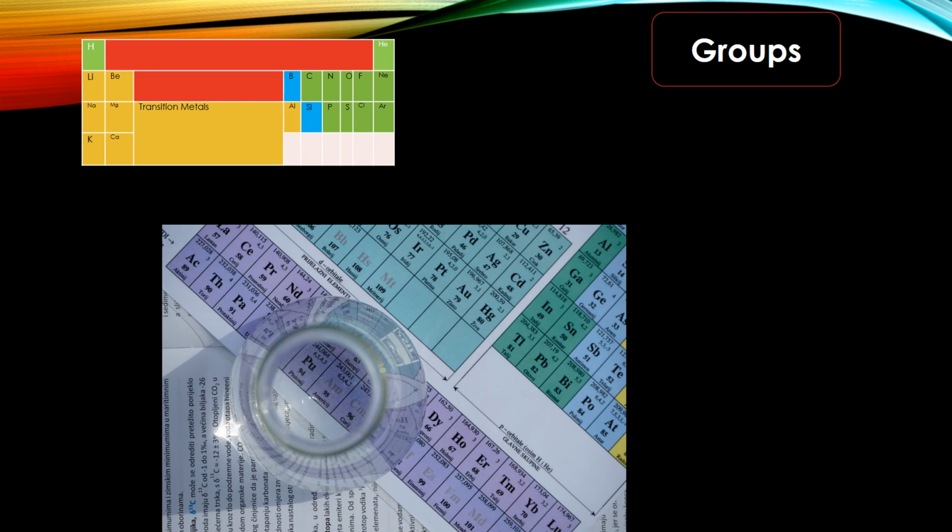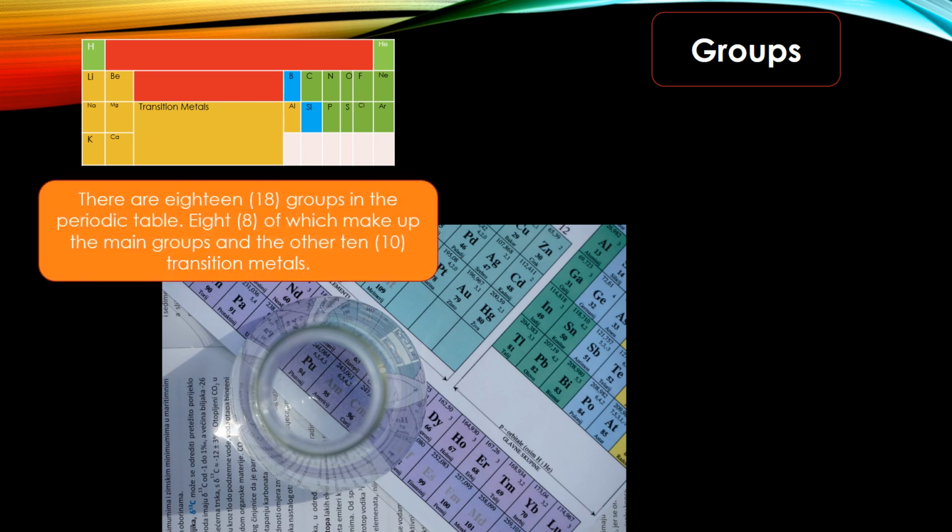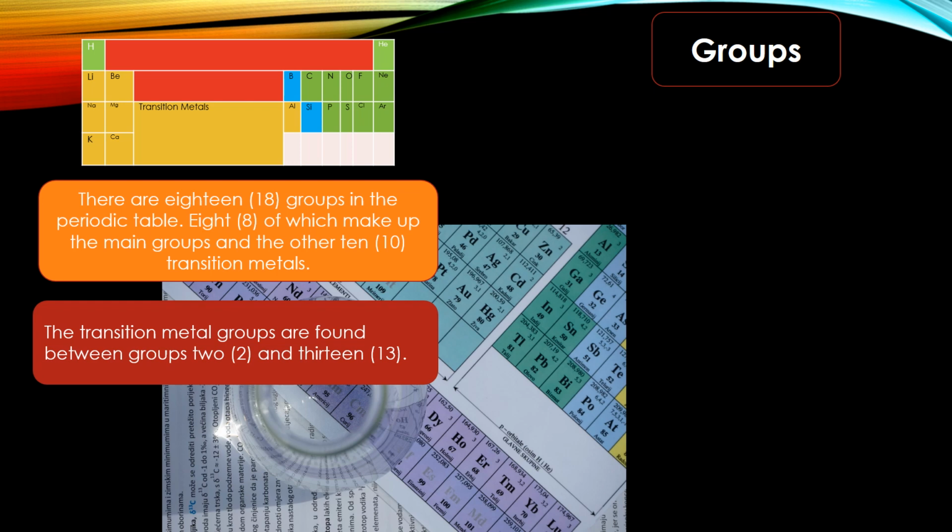Groups. There are 18 groups in the periodic table. 8 of them make up the main groups, and the other 10 are transition metals. The transition metals are found between columns 2 and 13. That means that elements in columns 3 to 12 are transition metals.